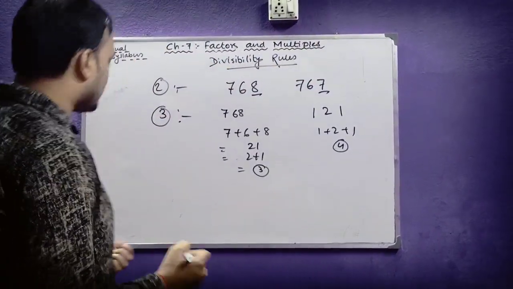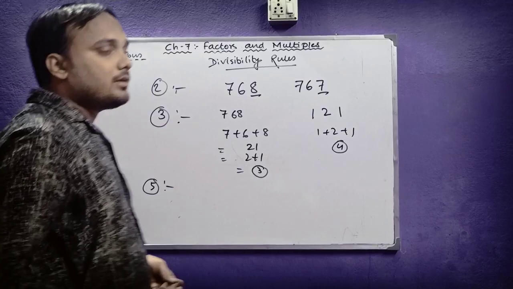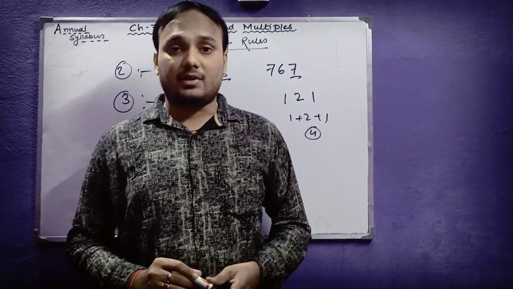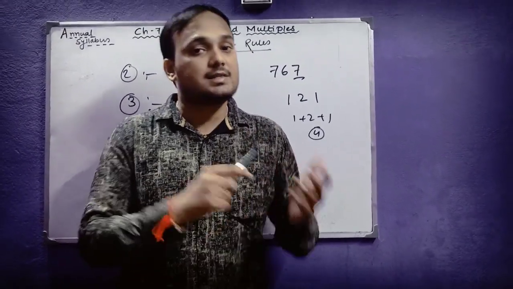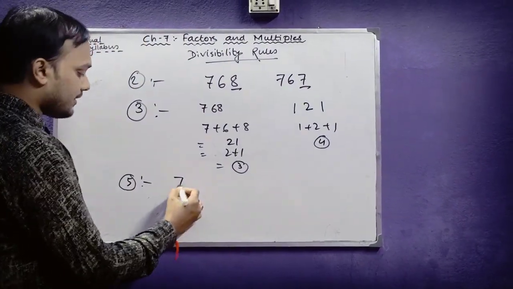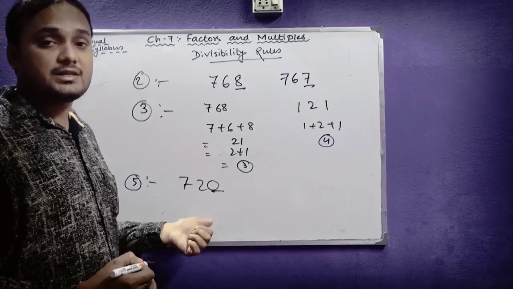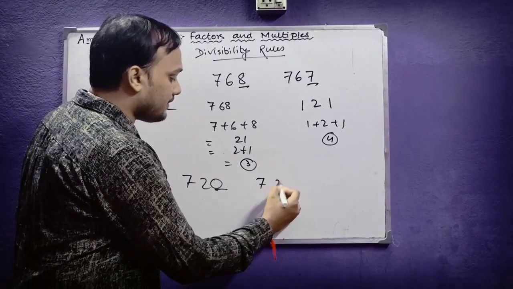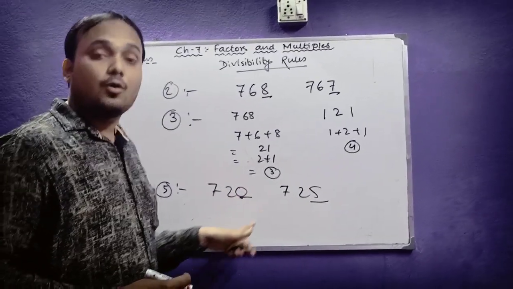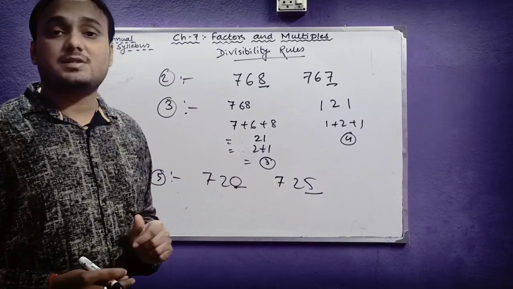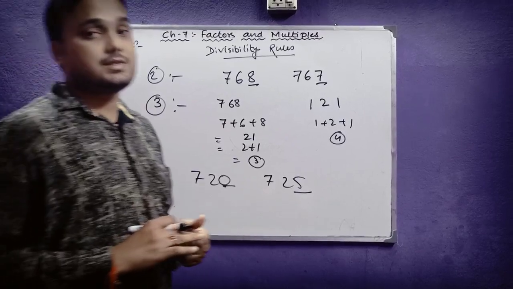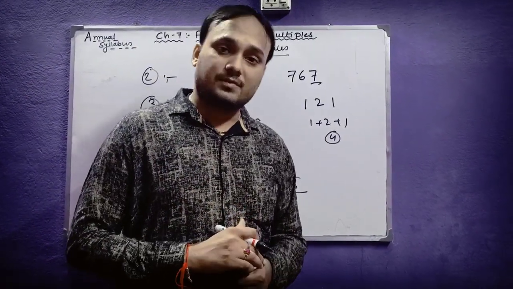Now let us come to the next number, 5. 5 is very easy. Just by looking at the number you can say. How? If the unit digit of the number, that means the ones digit, is either 0 or 5, then the number is divisible by 5. Suppose the number is 720, the last digit is 0. Or if I say 725, the last digit is 5. So if the last digit is 0 or 5, the number is divisible by 5. If the unit digit of any number is 0 or 5, then and only then that number is divisible by 5.